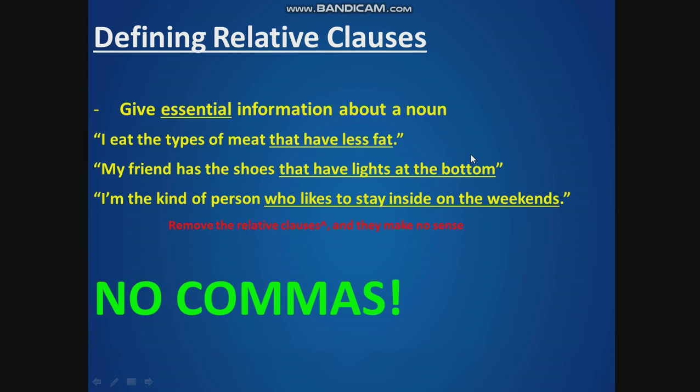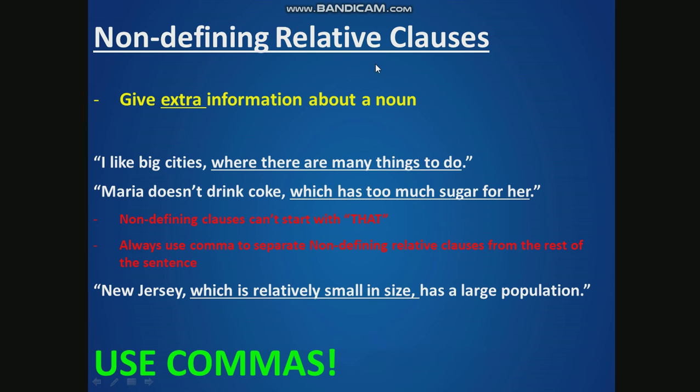This defines the shoes. Here, I'm the kind of person who likes to stay inside on the weekends. Now, let's remove this. Who likes to stay inside on the weekends? I'm the kind of person. That doesn't make any sense. It doesn't have any context. I'm the kind of person. Well, what kind of person? Who likes to stay inside on the weekends. These are defining relative clauses. They define a noun. And for these, the most important thing is that there are no commas. We don't use commas.